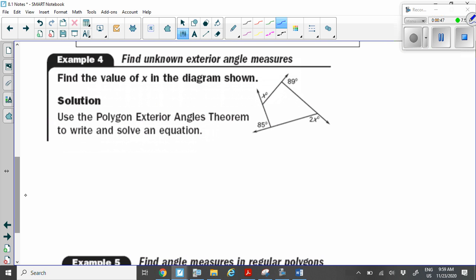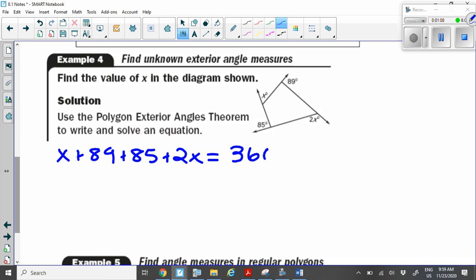So we're going to find the value of x in the diagram shown. So we're going to use that polygon exterior angle theorem to write and solve for the equation. So what we're going to do is we're going to add up all the outside angles. So we have x plus 89 plus 85 plus 2x. And remember, every single time, all the outside angles will always add up to 360. Now, let's combine our like terms. So I'm going to combine x and 2x, so that gives me 3x. And then I'm going to combine 89 and 85. So that's going to give me about 174. And that will equal 360.